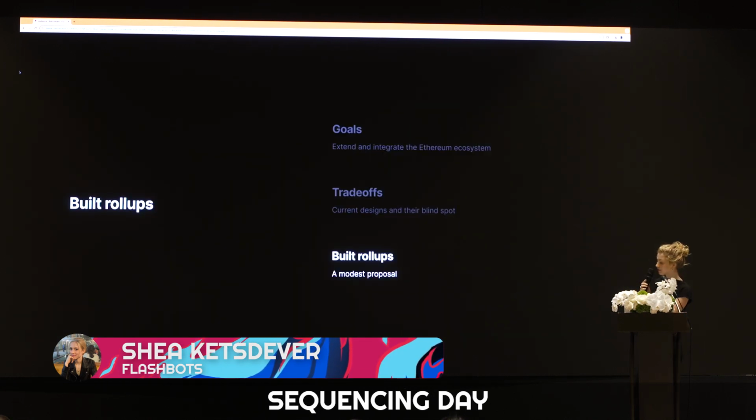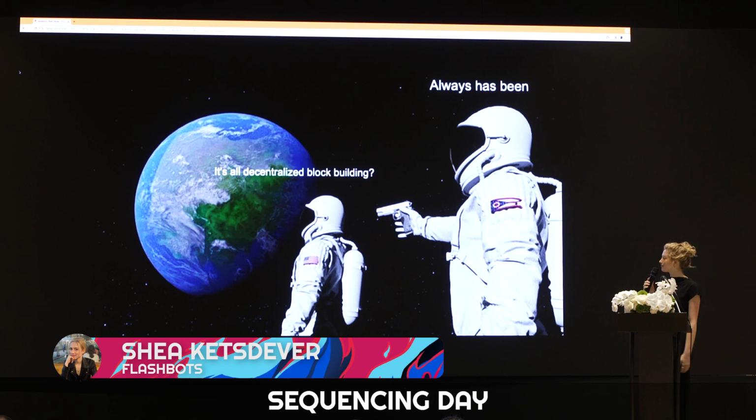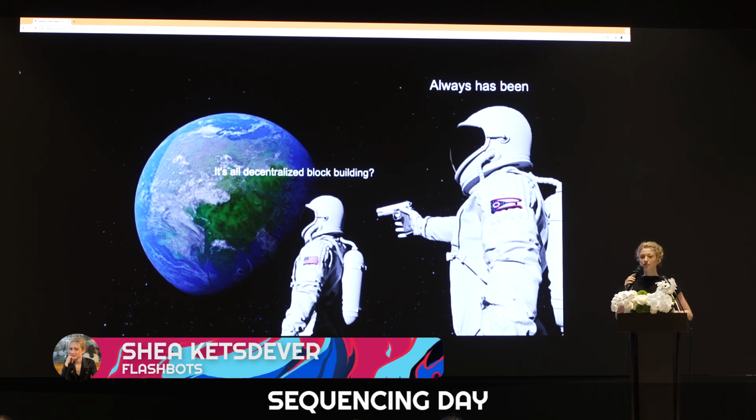So here's a proposal, a design that helps us expand and integrate the Ethereum ecosystem while also materially increasing decentralization in the way blocks are built on L2s, retaining or maybe even improving decentralization on L1, and doing this all in a way that gives rollups the freedom to push the frontier in great UX and great apps.